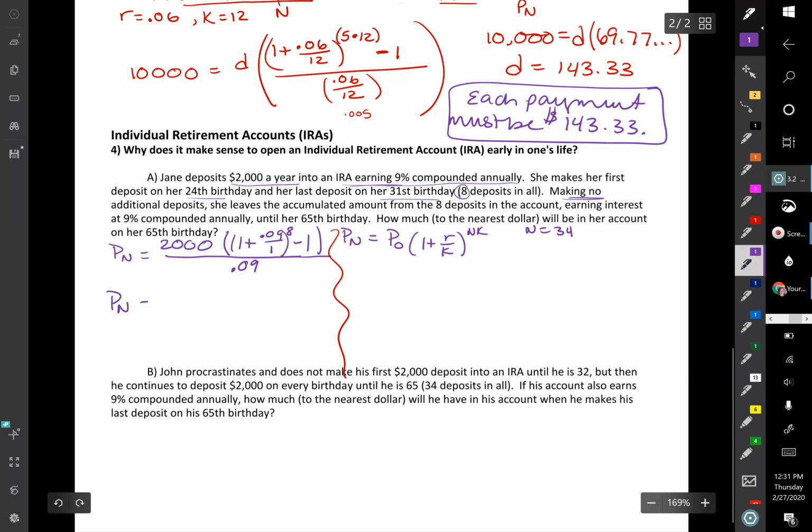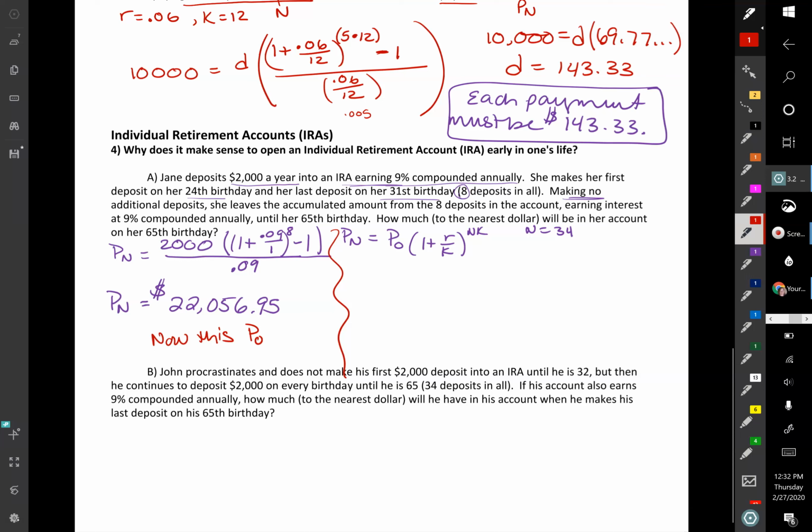And then P sub n works out to be, I would go 1.09 raised to the 8th, equals, minus 1, times 2,000, equals, divided by 0.09. Then I get $22,056.95. Now this becomes my new P sub 0, my initial principal in the compound interest. So I'm going to put that up here.